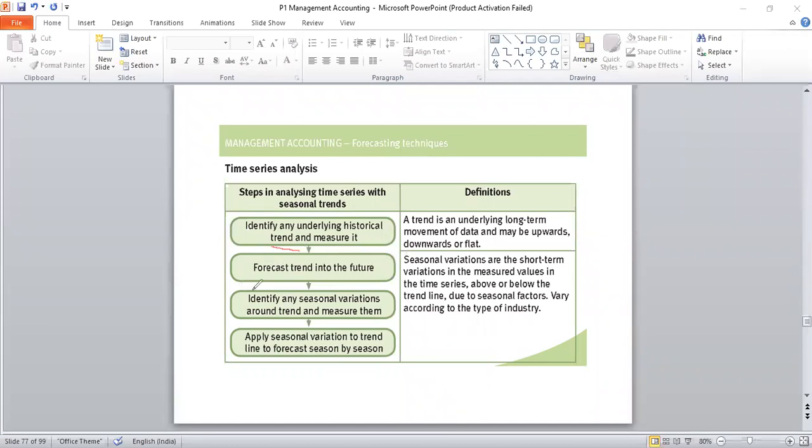Then forecast the trend into the future, identify any seasonal variations, and make the adjustment for the seasonal variations. Sometimes we see that the data moves in a particular fashion. For example, for some XYZ company, they have observed that year after year, period after period, their sales are growing. Are they growing randomly? That is what is first studied. If there is some growth, how are they growing? What is the pattern in which they are growing? There must be something over a period of time.